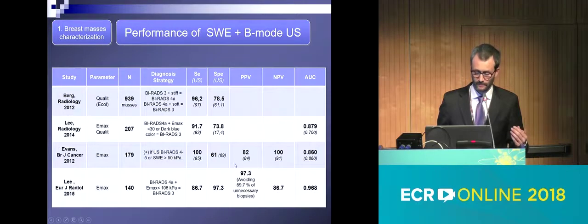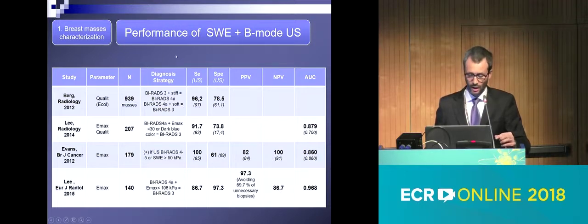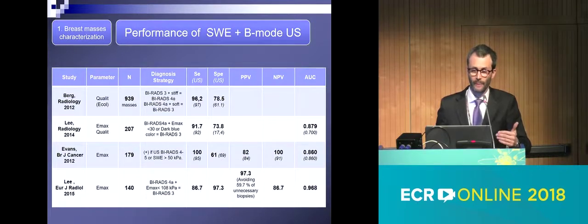After that, the authors realized that they had to evaluate the performance of a combination between shear-wave elastography and B-mode ultrasound. In this publication by Berg in 2012, the authors evaluated a diagnostic strategy in which they decided to upgrade BI-RADS 3 lesions that were stiff and to downgrade BI-RADS 4A lesions that were soft. And doing this, they showed that sensitivity was not changed, but they observed an increase in specificity of 17%. So you increase specificity and you don't change sensitivity.